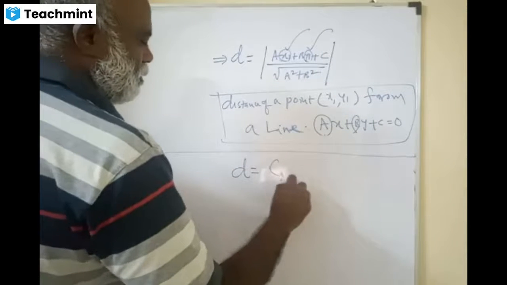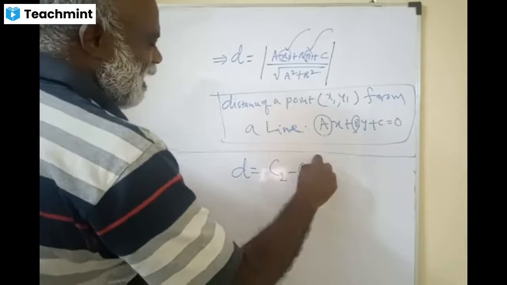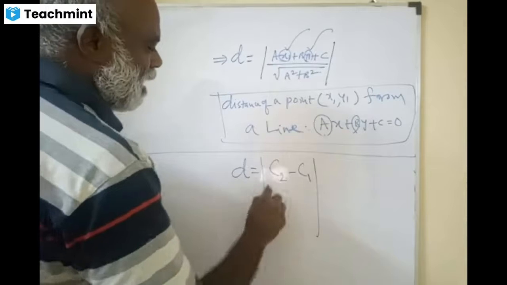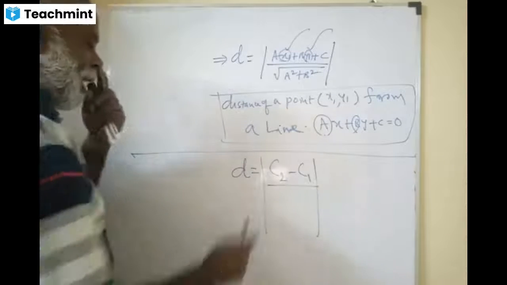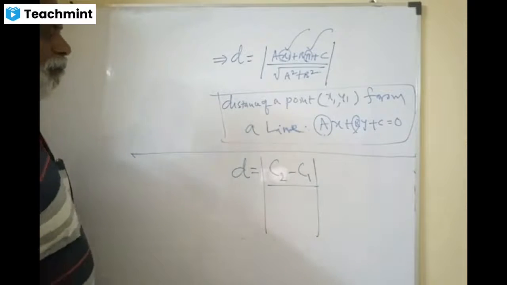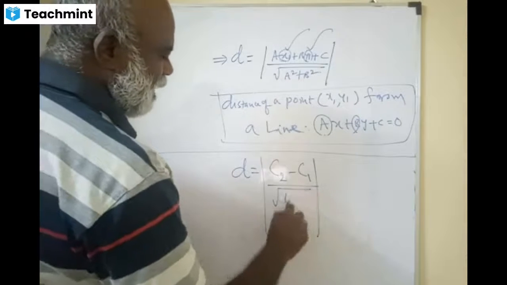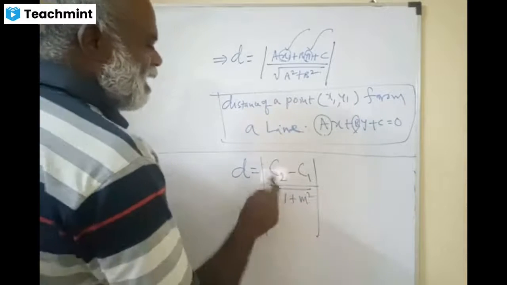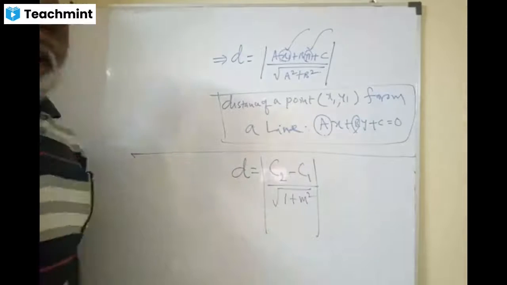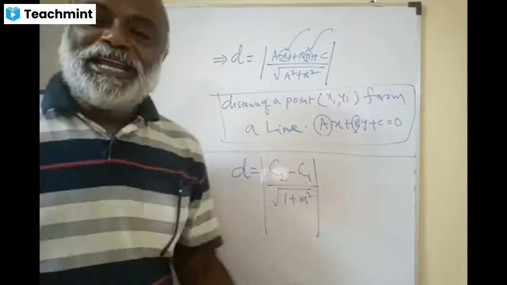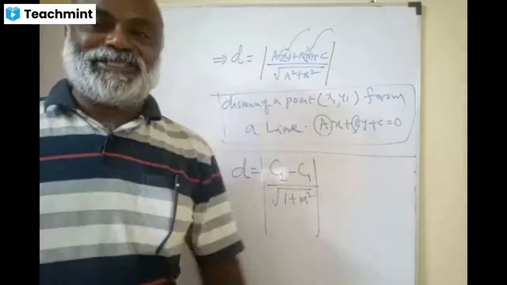Distance between two parallel lines. Brilliant. What is the formula? Can you tell me? C1 minus C2 by root of 1 plus m square. Brilliant, sir. Either you can make C2 minus C1 or C1 minus C2, because modulus is there. You have that flexibility.